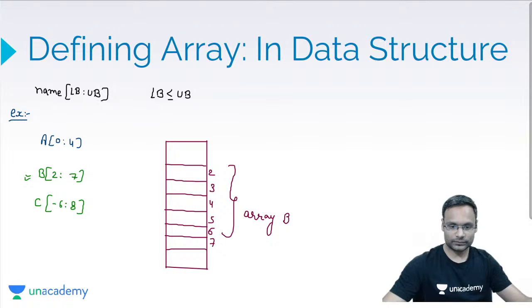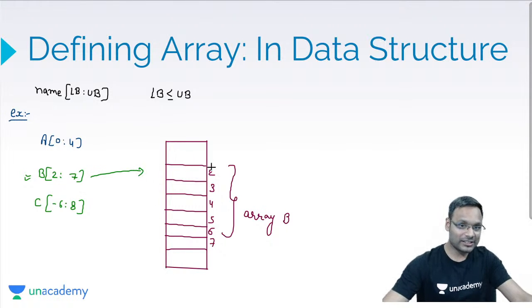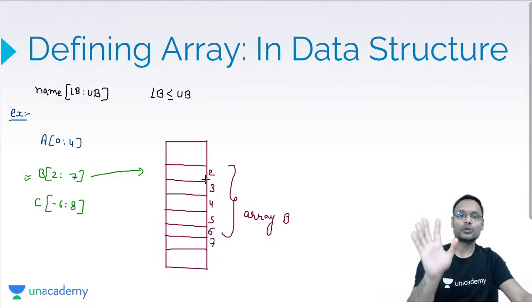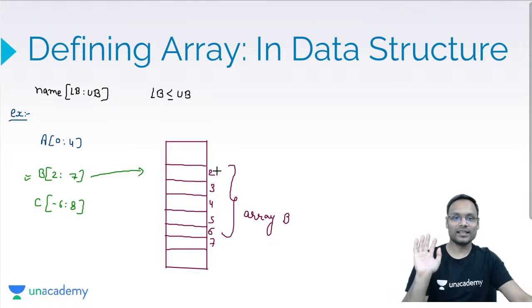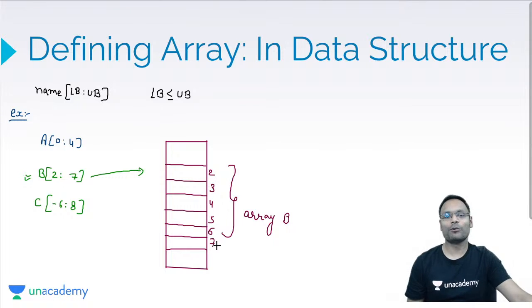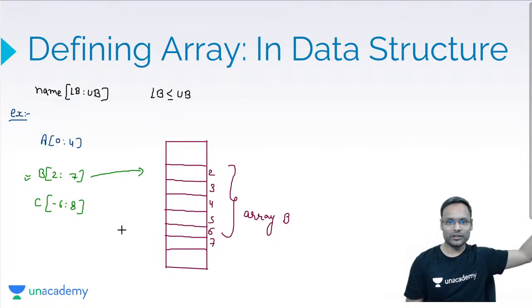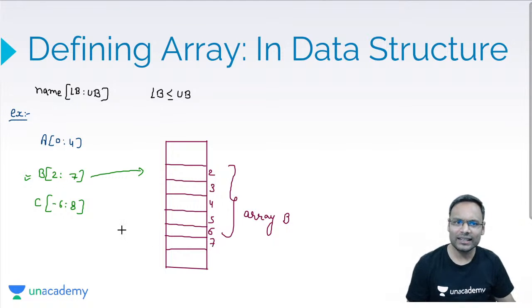Now this particular array is stored in the memory like that way. First element stored on index 2. Then 3, 4, 5, 6, 7, and plus 1, plus 1, plus 1. You can reach to other elements easily.